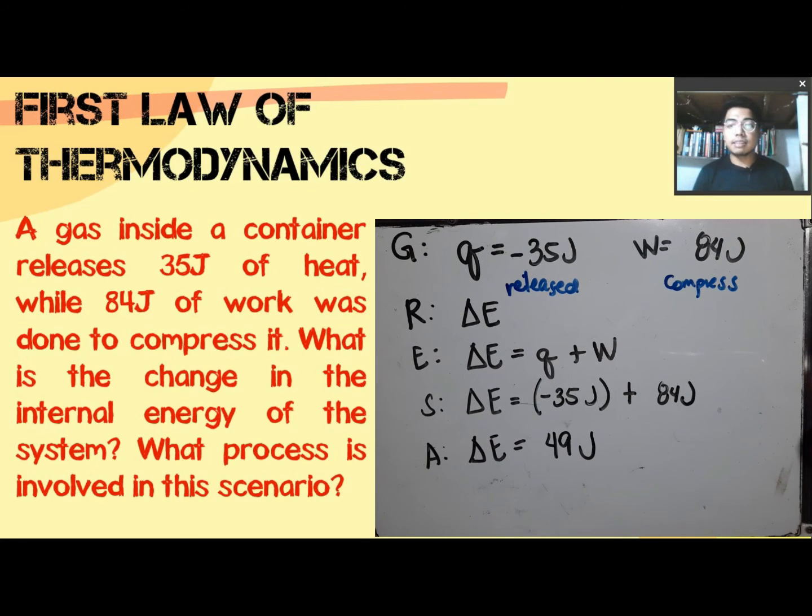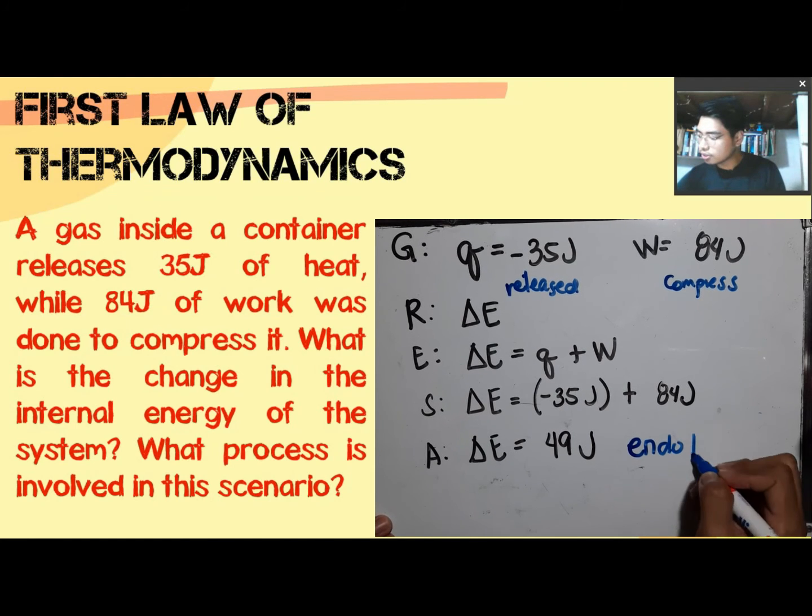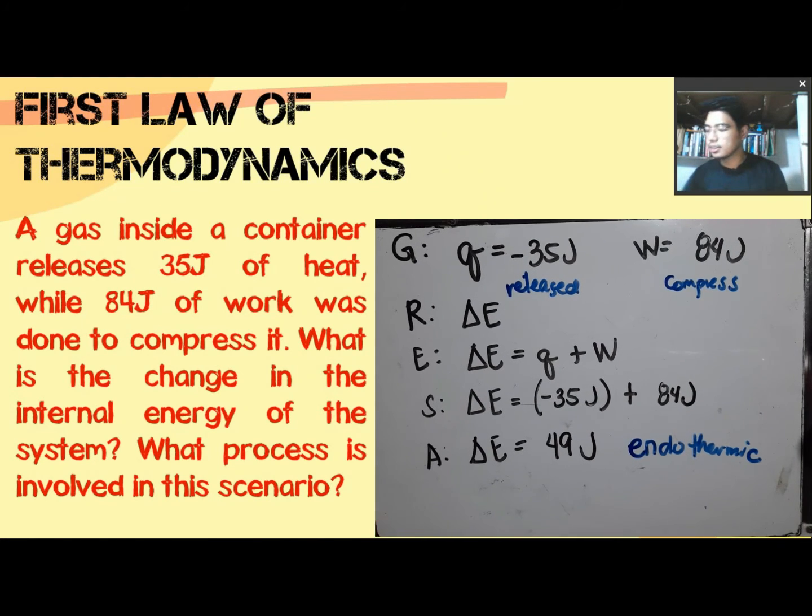Now, since the value is positive, the change in energy is positive, it is now an example of an endothermic process. Okay? It is an example of an endothermic process if the value of delta E is positive. But if the value of delta E is negative, it is now an example of an exothermic process. Remember, if delta E is positive, it is endothermic. If delta E is negative, it is exothermic.